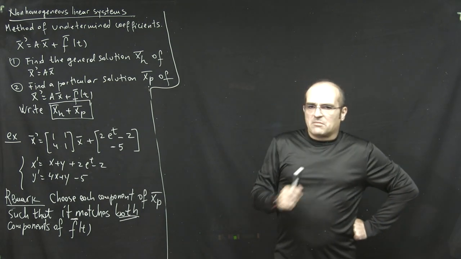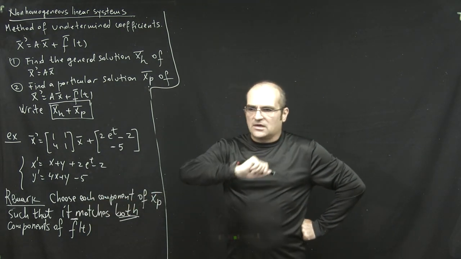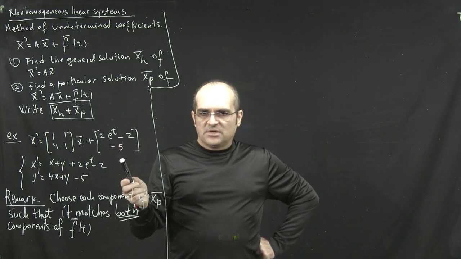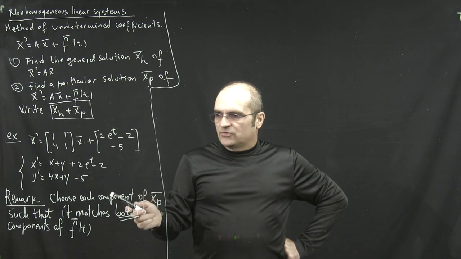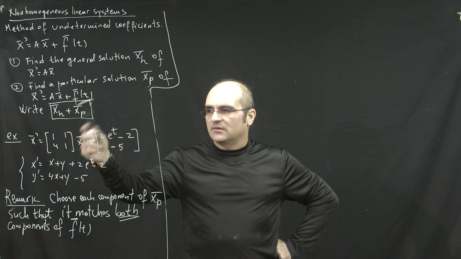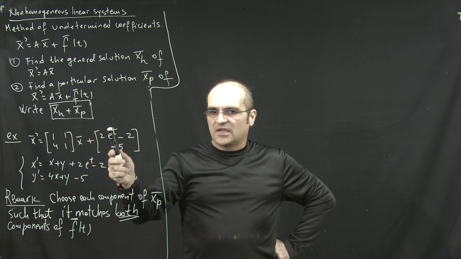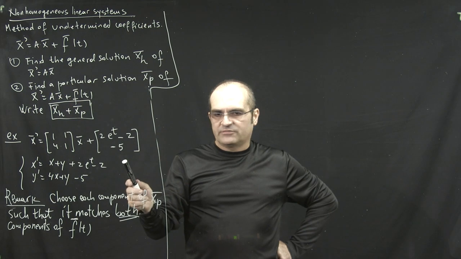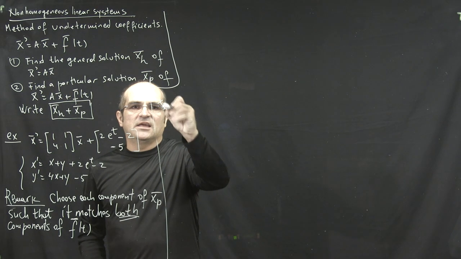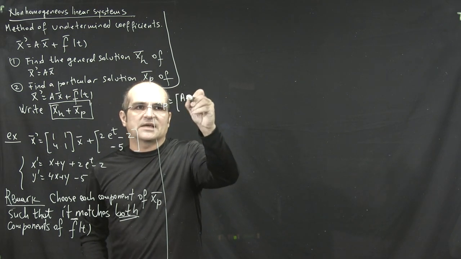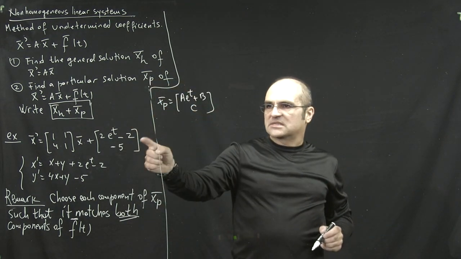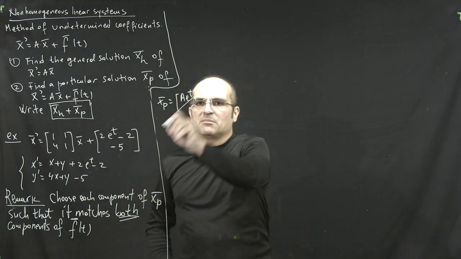The more important remark, that you should make sure you write down, is that when you choose xp, you have to be careful to match both entries of xp to both entries of f bar of t. So rather, each entry of xp should take into account, or should match, both entries of f of t. So for example, a mistake here is to assume that the particular solution xp would be in the form of a combination of exponential plus constant on the top and constant on the bottom.